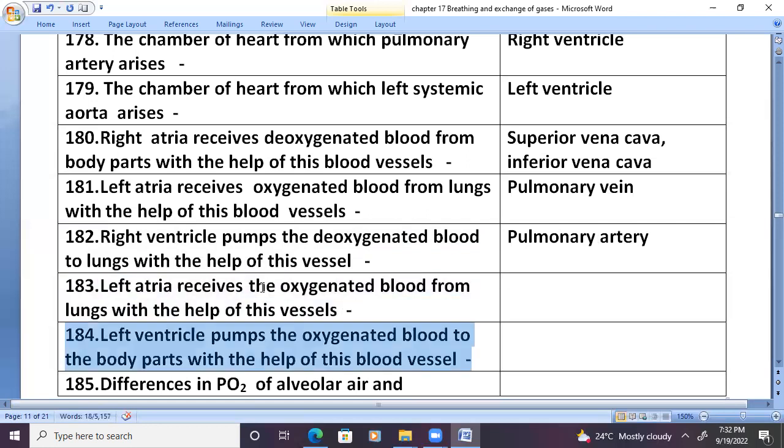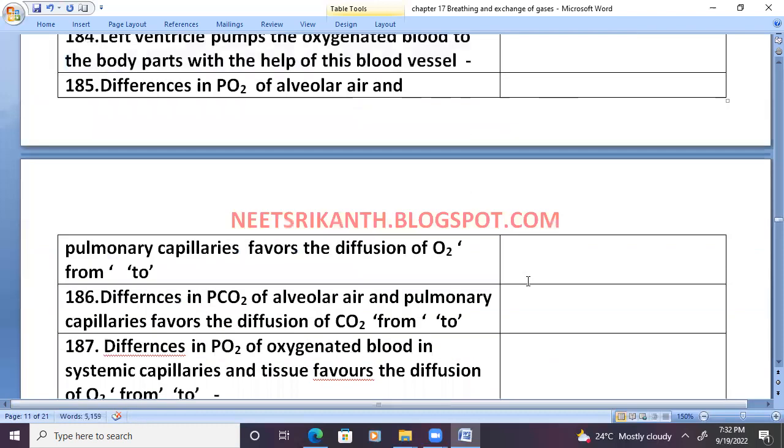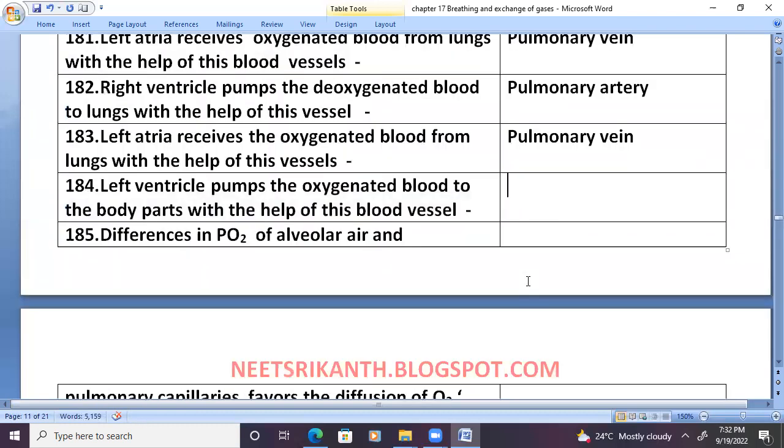The left atrium receives the oxygenated blood from the lungs with the help of the pulmonary vein. The left ventricle pumps the oxygenated blood to the body parts with the help of the left systemic arch, or aorta.